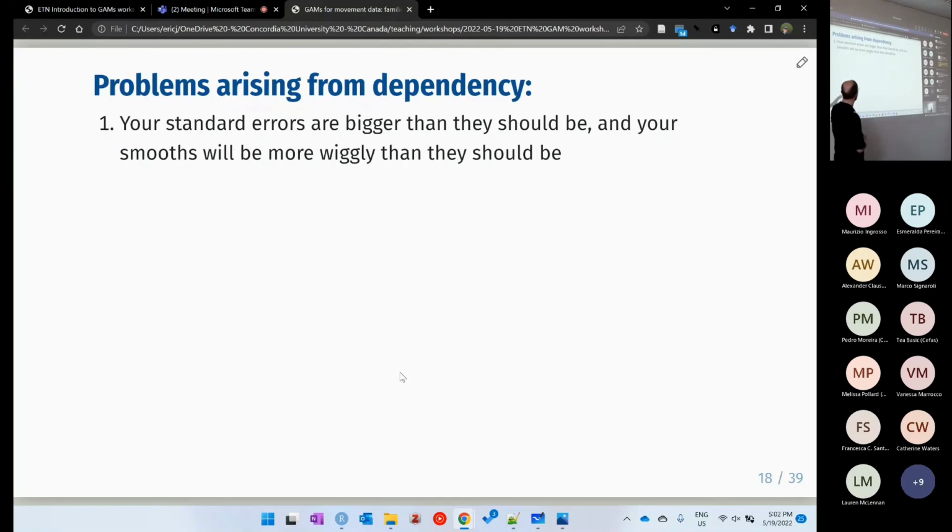So first, it means that your standard errors for your model, like any model, are going to be much bigger than they would be otherwise. Or sorry, your standard errors will be smaller than they should be, and your smooths will be more wiggly. So basically it's going to try and fit very wiggly smooths because it thinks you've got more independent data than you do.